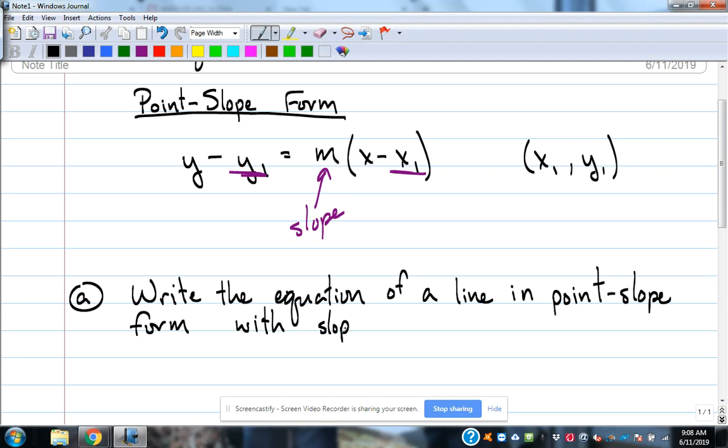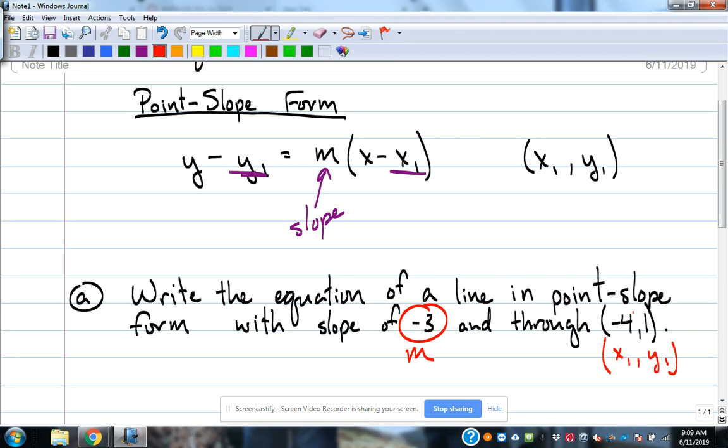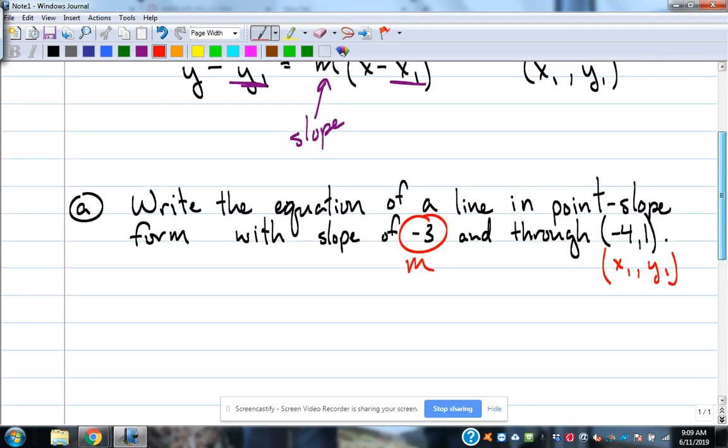With slope of -3 and through -4, 1. Okay, so it gives us the slope and it gives us the ordered pair, x1, y1. That's what we're given out of that. So we know that we can start with point-slope form very easily with this.